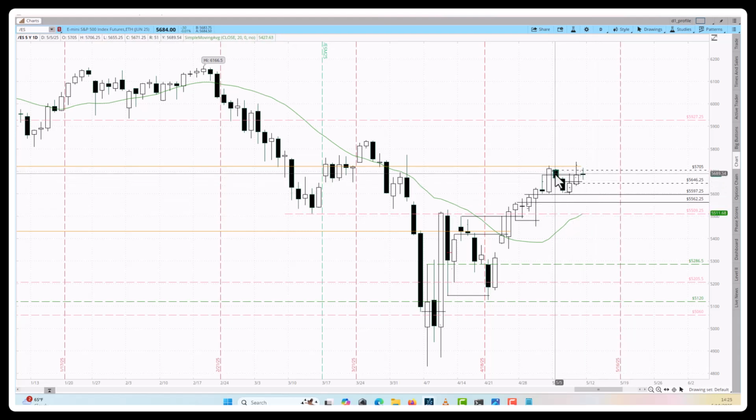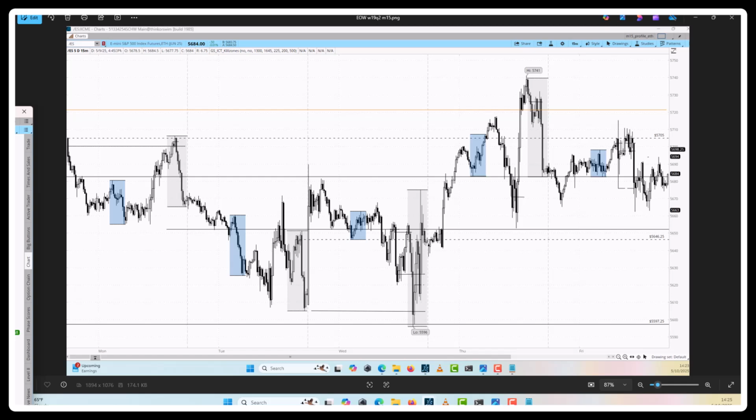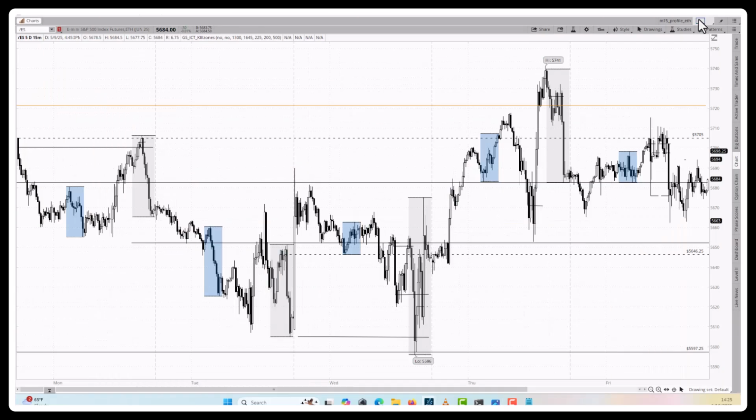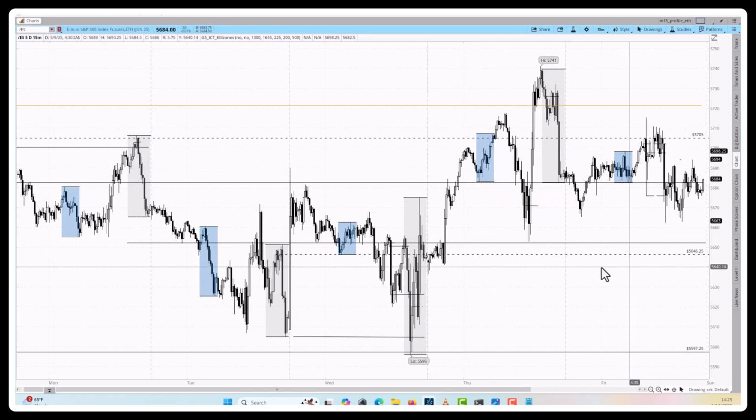So the whole week you see that level really play out. That level is 5682, right? 5682 right here. That's the 58 right there. You see that, the 5682 right there. The whole week is just around that range.